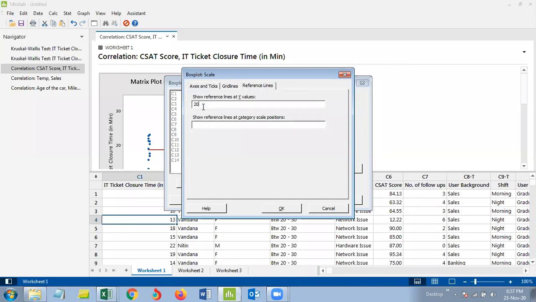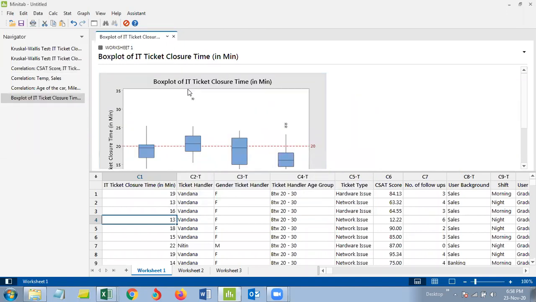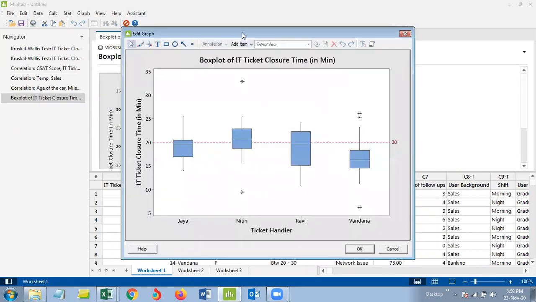Whatever timeline or target is given to you by management, if it's a sales thing, put down the target. If it's quality, put down the target. Whatever target is there, just put it in the reference line and click OK. Now that's how your box plot looks.